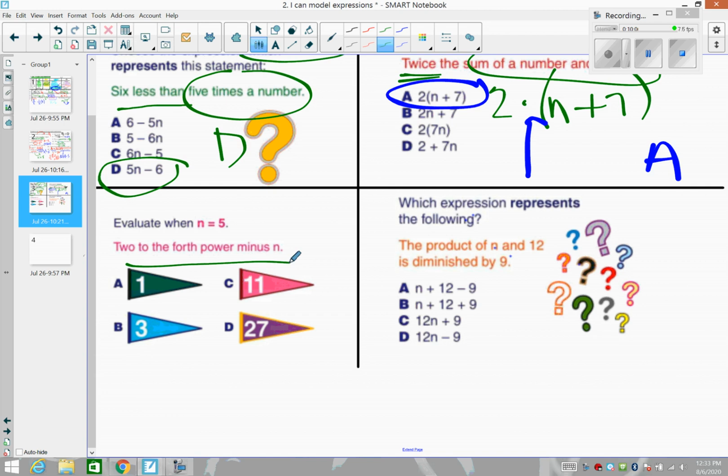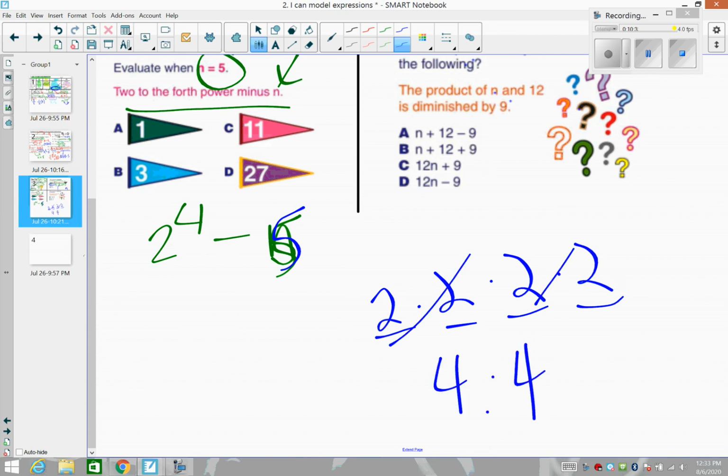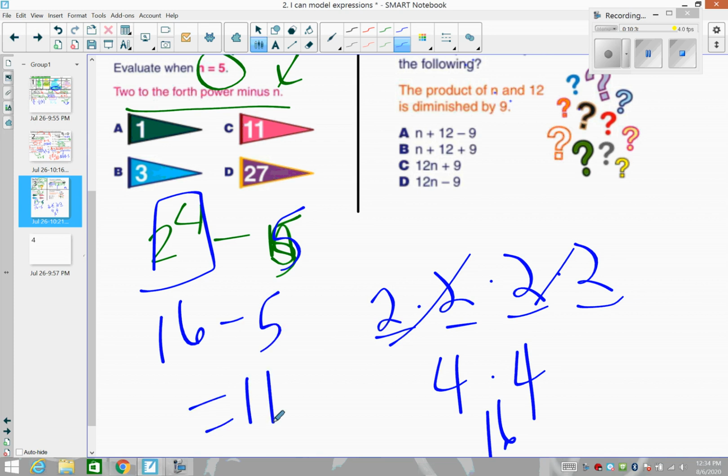2 to the 4th power. No fancy word there. There isn't a square or a cubed. It's to the 4th power. Minus n. Now, we just talked about evaluating expressions in our last lesson, so we're going to substitute the 5 in here. 2 to the 4th power would be 4 of those. 2 times 2 times 2 times 2 is 4 times 4 is 16. So this is 16 minus 5. 5 less than that. So the answer should be C.